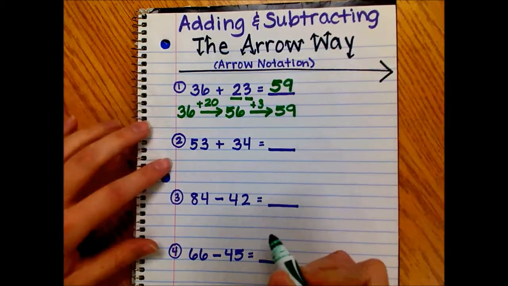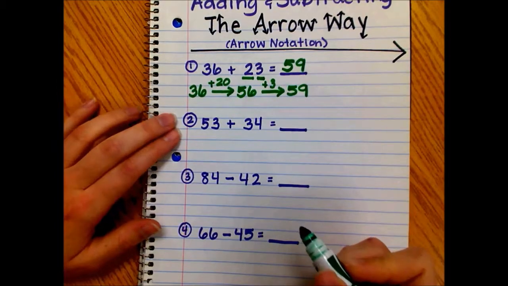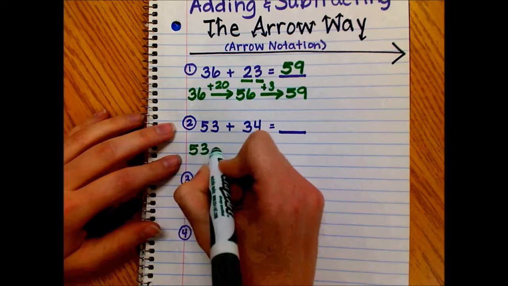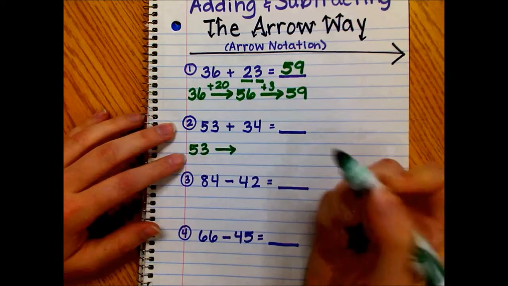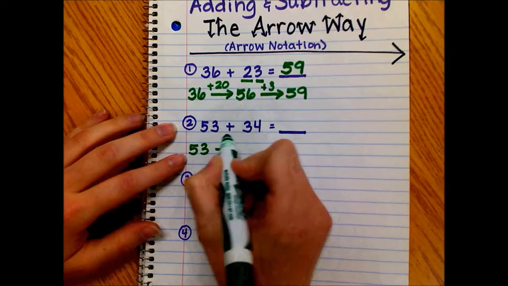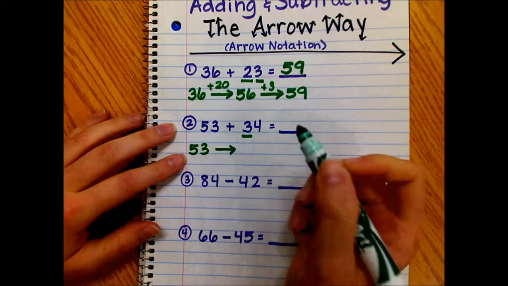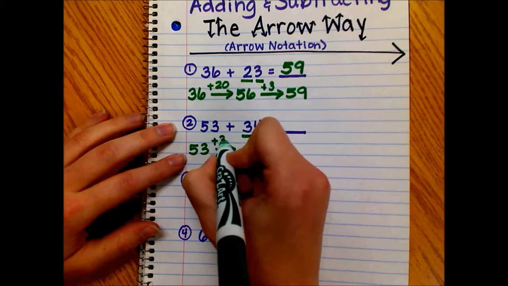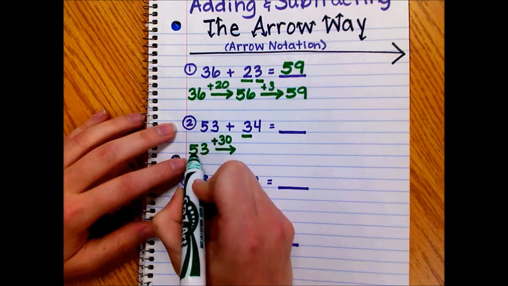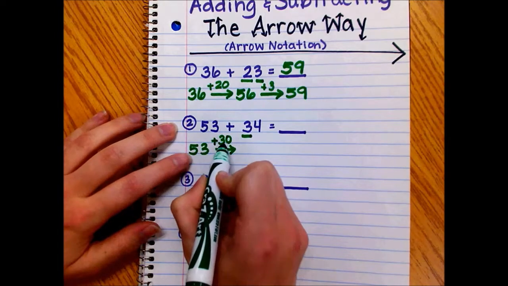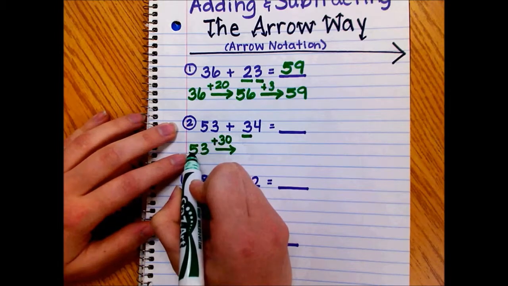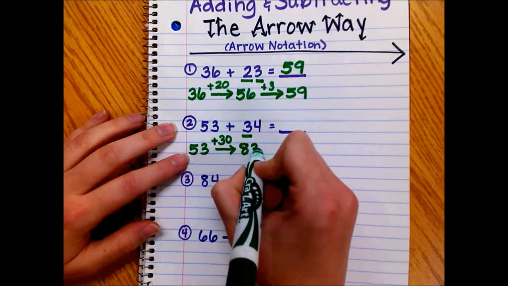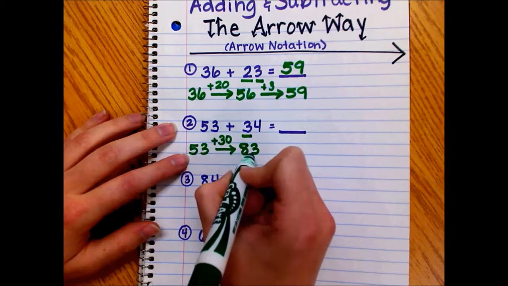I'll show you again with 53 plus 34. We're starting with the first number, 53. Draw our arrow. Now we're adding 34. We start with the tens. We add the tens. There are 3 tens. 3 tens is equal to 30. So we're adding 30. 53 has 5 tens, and 30 is 3 tens. 5 tens plus 3 tens is 8 tens, and we had 3 ones. So 53 plus 30 equals 83.